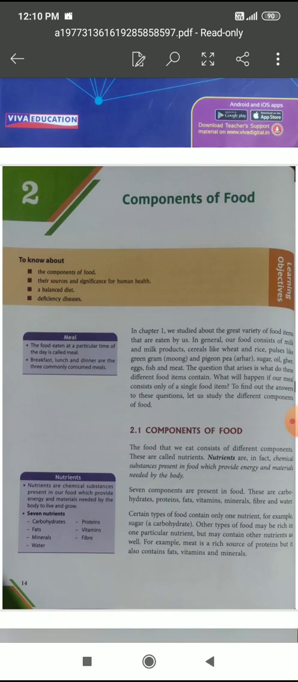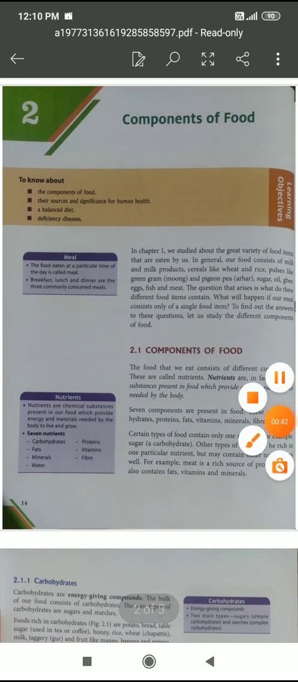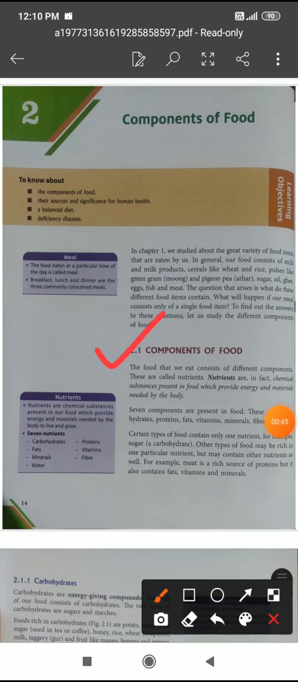So first of all, we discuss components of food. The food that we eat consists of different components. These are called nutrients. Nutrients are of several types. They are, in fact, chemical substances present in food which provide energy and materials needed by the body.